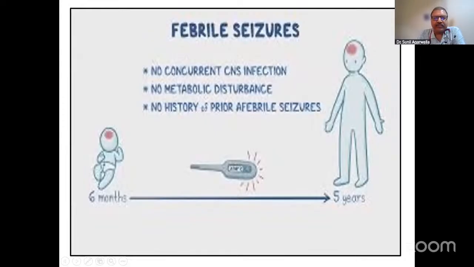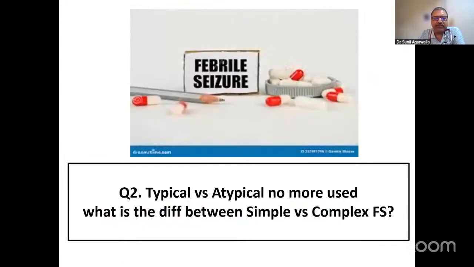So now, febrile seizure: no concurrent CNS infection, as I have already described. There is no metabolic disturbance like hypocalcemia, hypoglycemia, hypomagnesemia, and no history of prior febrile seizures. Then only will this qualify. Seizure in the range of 6 months to 5 years is known as febrile seizure.